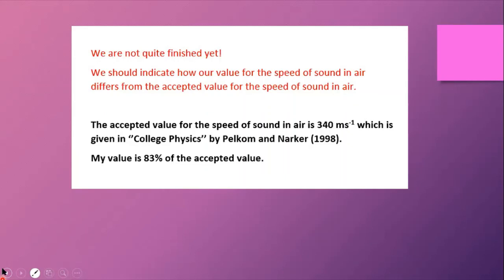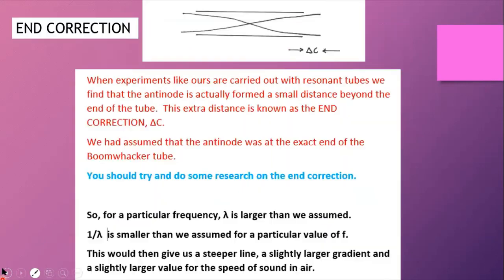But there's something else to consider. The values that we get are a little bit below the accepted value anyway. And this is because of something called the end correction. If we look at the top here, my diagram of the fundamental standing wave pattern with a tube that's open at two ends, in actual fact, the antinode here and the antinode here extend a little bit beyond the end of the tube. And this difference is known as delta C, which is called the end correction.